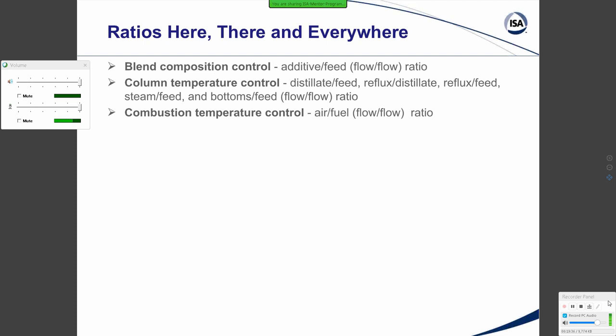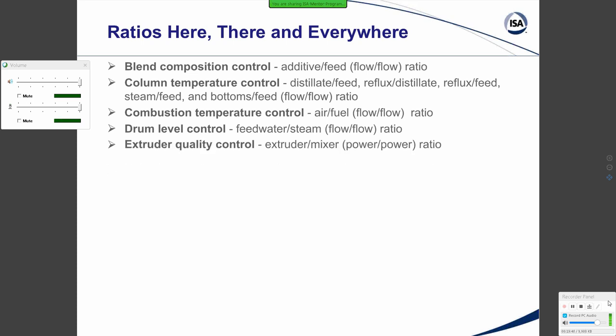And then you have combustion temperature control, where you have an air to fuel, a flow-to-flow ratio. Drum level control, we have a feed-forward to steam, a flow-to-flow ratio.